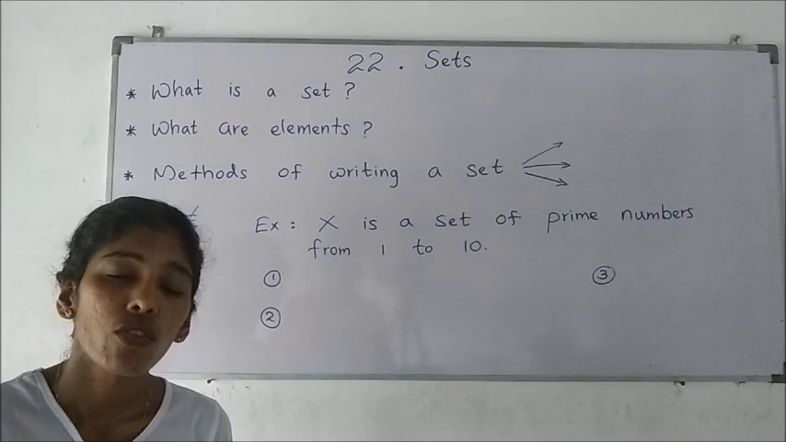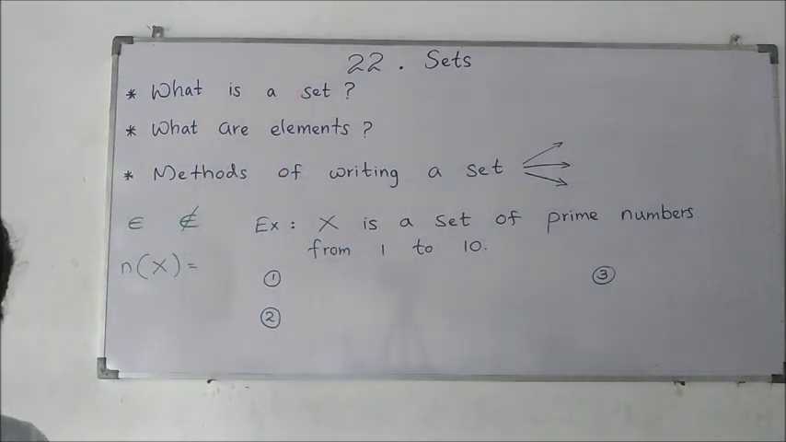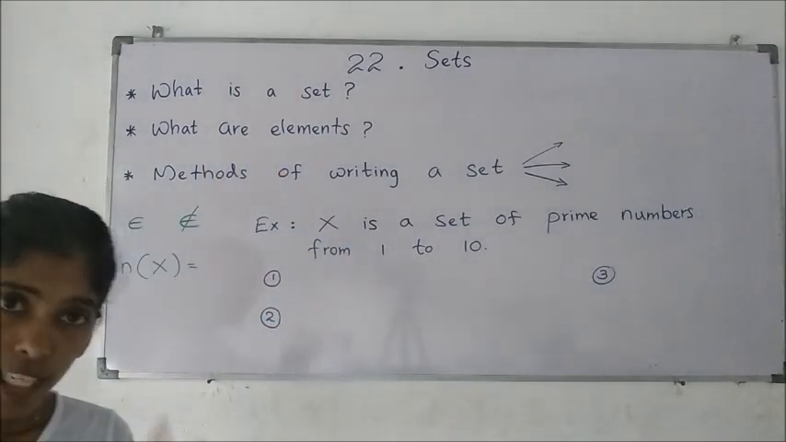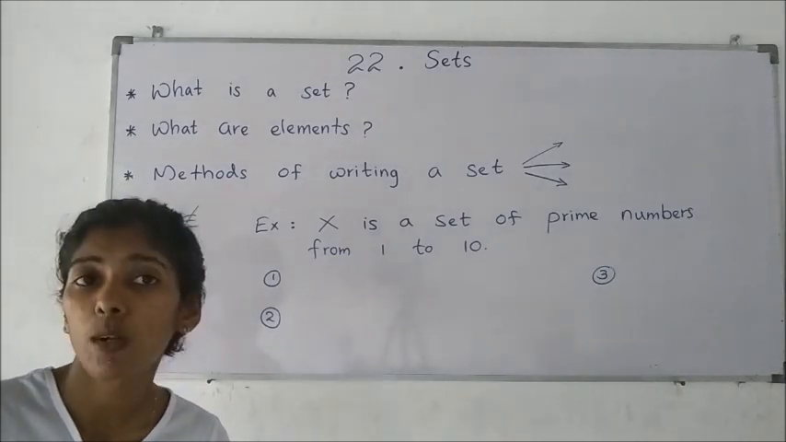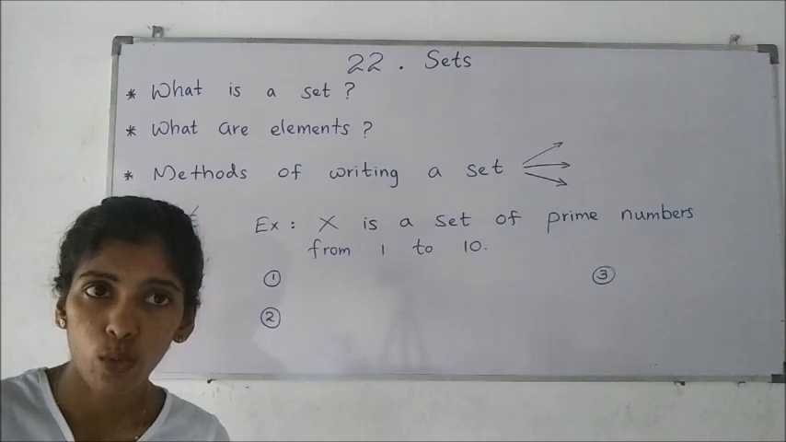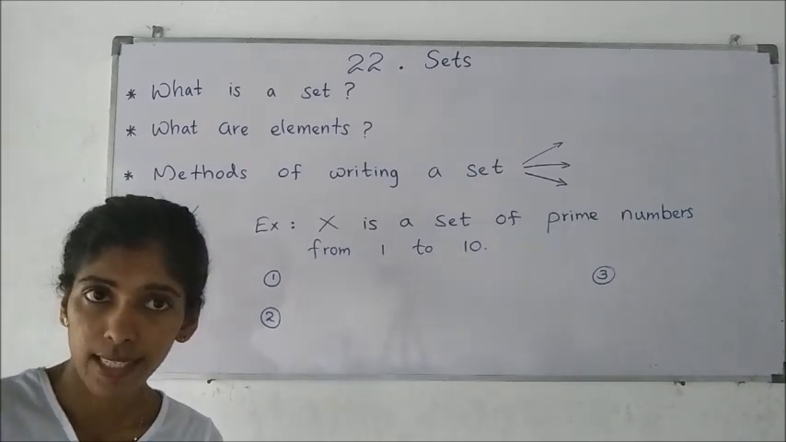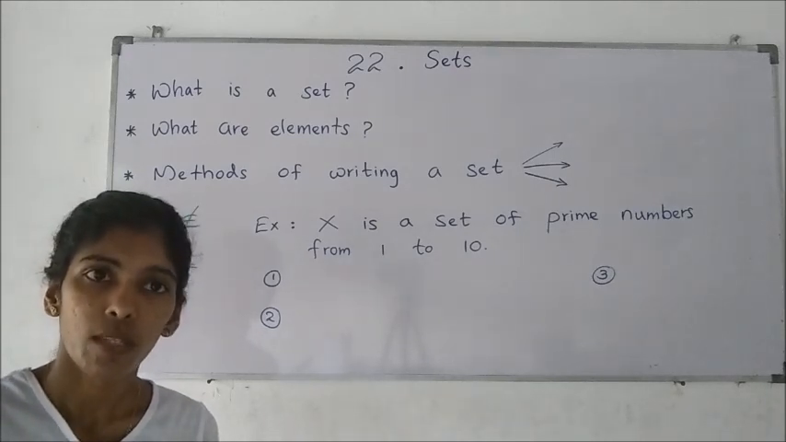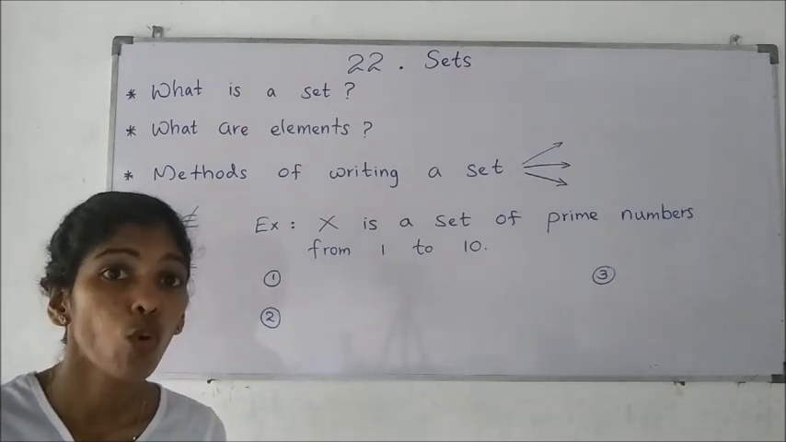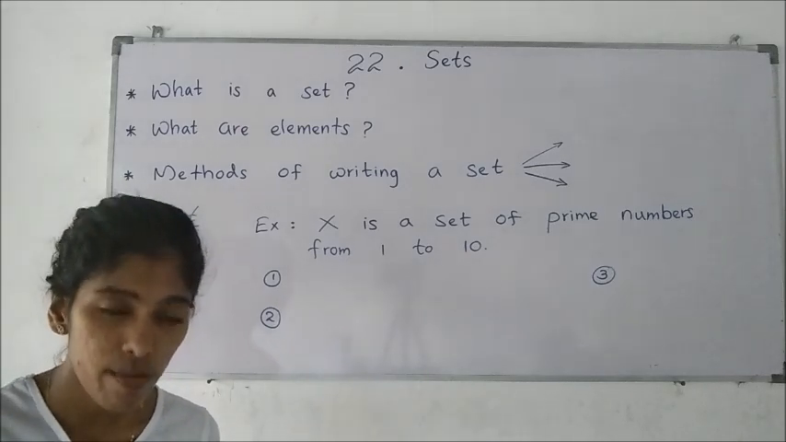Okay children, what are the elements? Elements are the items in a set. Items in a set are called the elements. For example, I told you even numbers. Even numbers is a clearly identified set. So in even numbers, we know that 2, 4, 6, 8, those numbers are there. So those items are the elements.